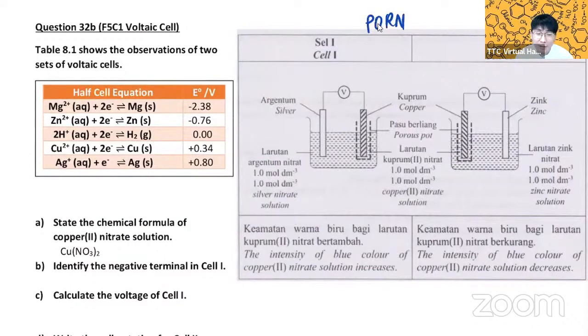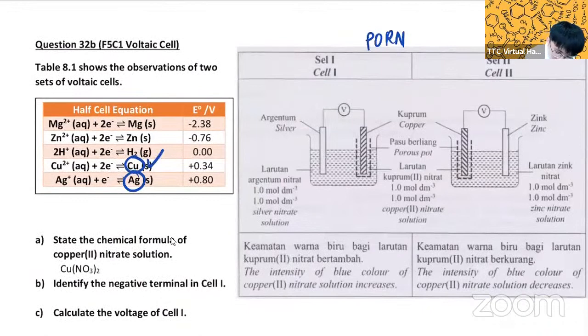So in cell one, find your agent first, because to use this method, you have to find your agent first. So it's silver and copper. Silver is Ag, copper is Cu. They are both reducing agent, but only can choose one. So the stronger one is your reducing agent. So I'll be selecting Cu. So Cu is your reducing agent. Reducing agent, negative terminal. Oxidizing agent, positive terminal. So it should be negative terminal at this side, positive terminal at silver side. So who is your negative terminal in cell 1? It's your copper electrode.